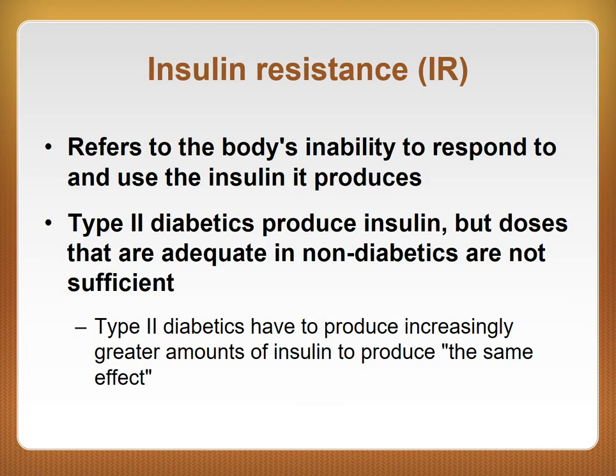Insulin resistance refers to the body's inability to respond to and use the insulin it produces. Type 2 diabetics produce insulin, but the doses that are adequate in non-diabetics are not sufficient. With type 2 diabetes, cells become less responsive to increased blood glucose. Target cells have a reduction in the number and/or activation of the insulin receptors. Thus, type 2 diabetics have to produce increasingly greater amounts of insulin to produce the same effect.